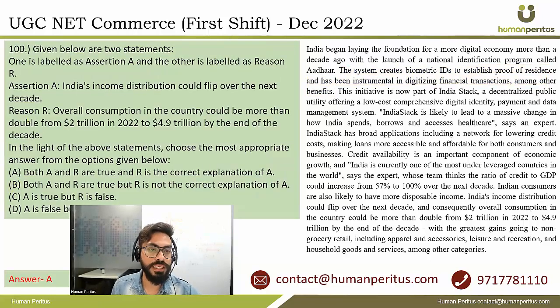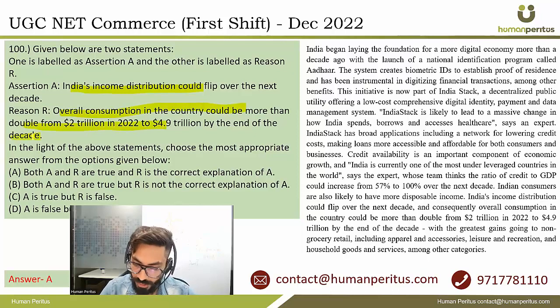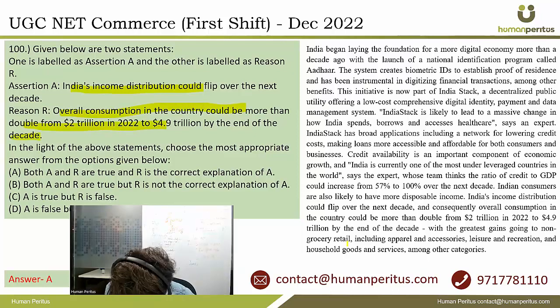The next one is an assertion reasoning question, talks about India's income distribution and overall consumption from 2 trillion to 4.9 trillion. These were given in the final statements of the passage.